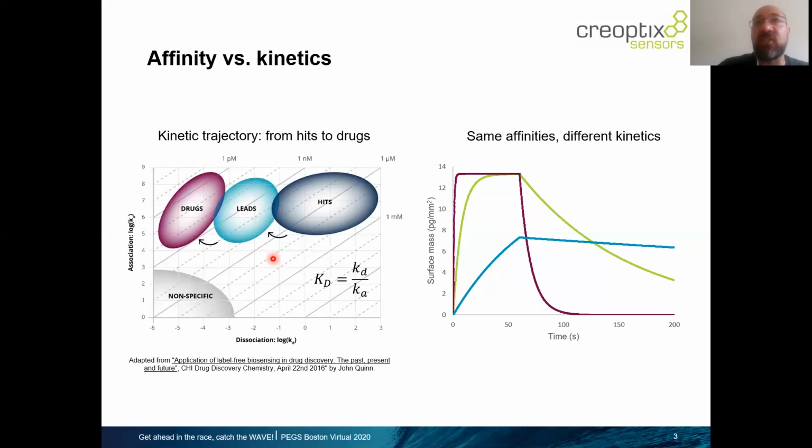For me, the affinity is just the tip of the iceberg, and what lies beneath the interaction is usually the kinetics. This is what I'm showing here, where the same affinity is shown by different kinetics. The same affinity of 100 nanomolar can reflect an interaction that has very different on rate and off rate. This is to highlight the importance of kinetics.